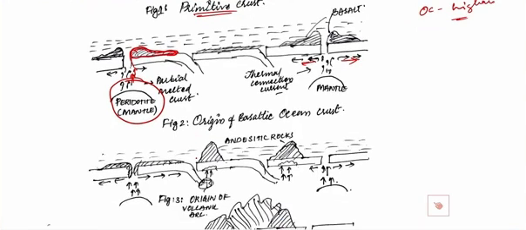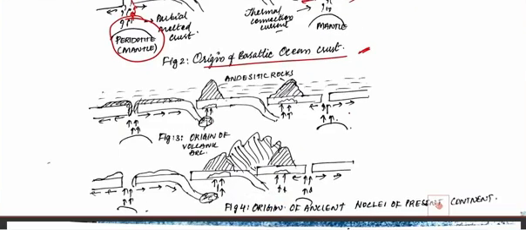In the next figure, this is the origin of basaltic oceanic crust, and this is the origin of a volcanic arc. Here the subducting plate melts due to subduction, and this melt reaches the upper layers of the crust and forms an island, or mountains. Due to the presence of water, this gets solidified here and forms an island. This we call andesite rocks.